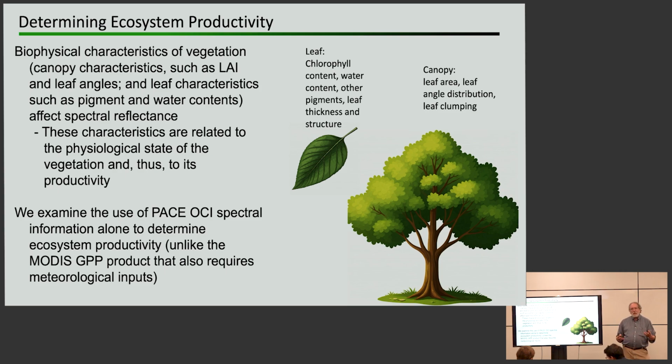Now there is a MODIS gross primary productivity product that exists, but that product uses weather data, humidity and temperature, to help define the GPP. What I'm doing here with the PACE data is taking advantage of the PACE spectral data to do this only with reflectance. So instead of looking at the weather data and having it tell you how stressed the plants are, or how the plants are performing, I am looking at the spectral reflectance, having the plants tell me how they're performing.